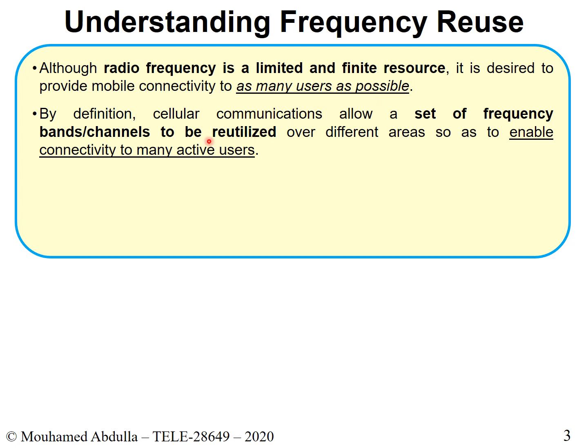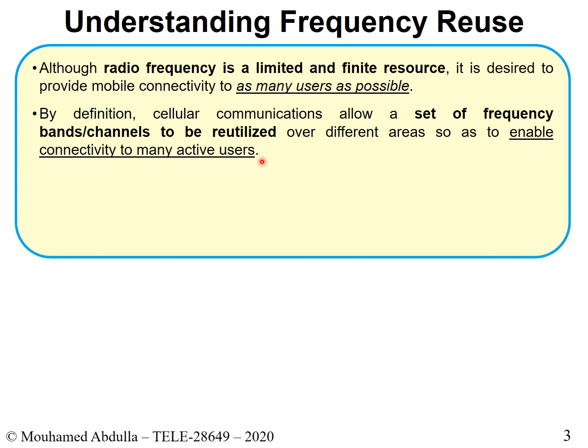So by definition, cellular communications allow a set of frequency channels to be reutilized over different areas so as to enable connectivity to as many active users as possible. So you have a limited amount of channel bandwidth, but you have many users. So the way you do it is that you recycle these frequencies, you recycle this bandwidth. So in a certain area, you use a certain amount of bandwidth, and in some neighboring area, you could reuse this bandwidth. And the hope here is that this neighboring area is not very close to you, so that interference doesn't happen. That's the hope.